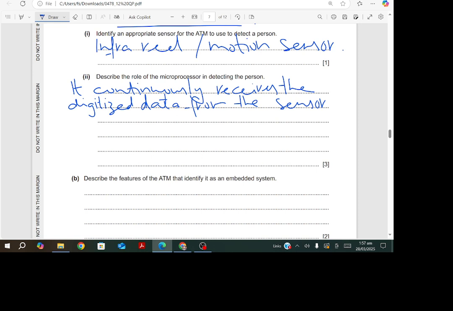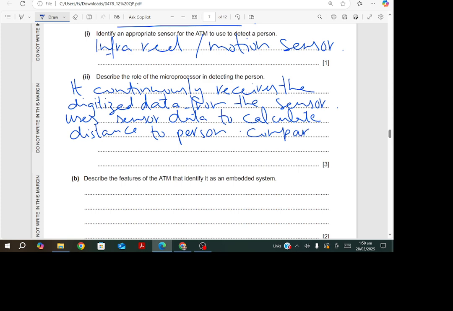Then it uses the sensor data to calculate the distance to the person. Then it compares the data to the stored value, which is 1 meter in this scenario.